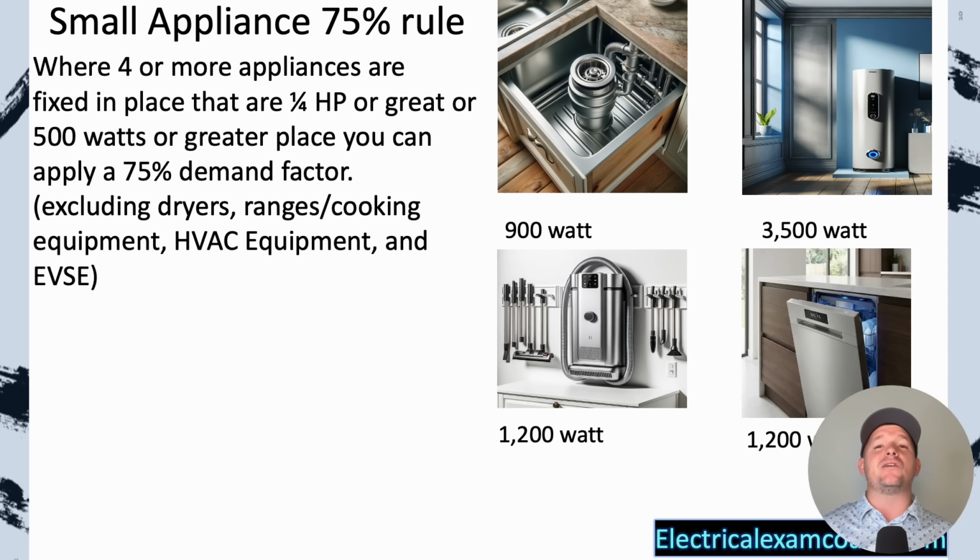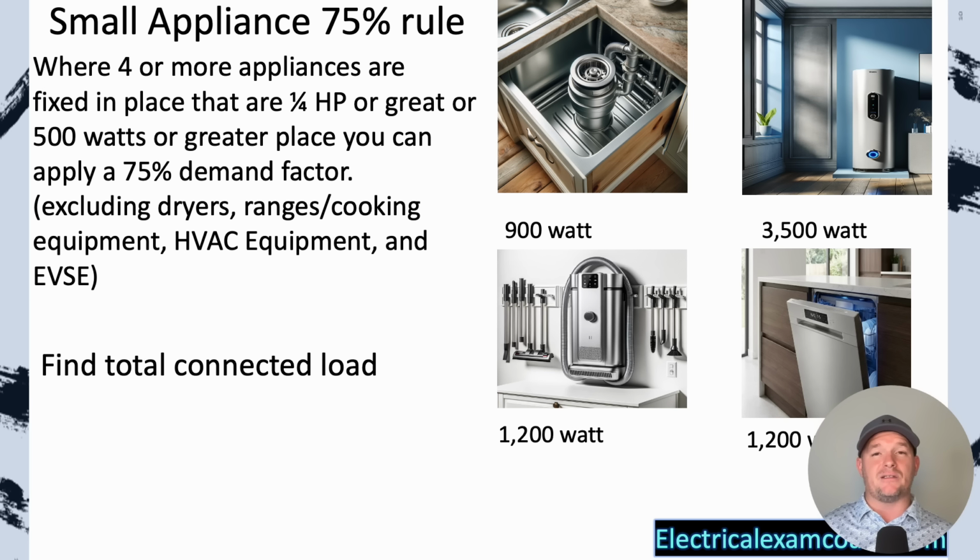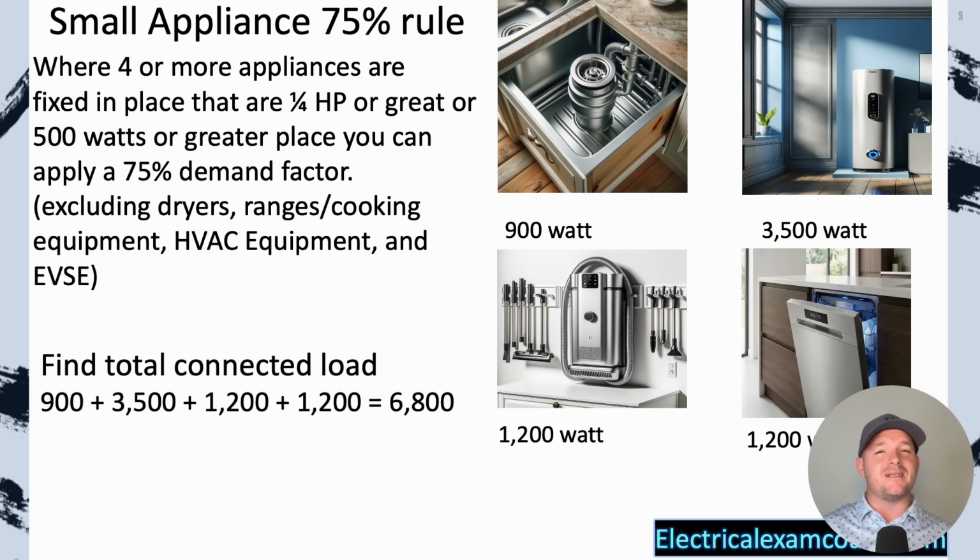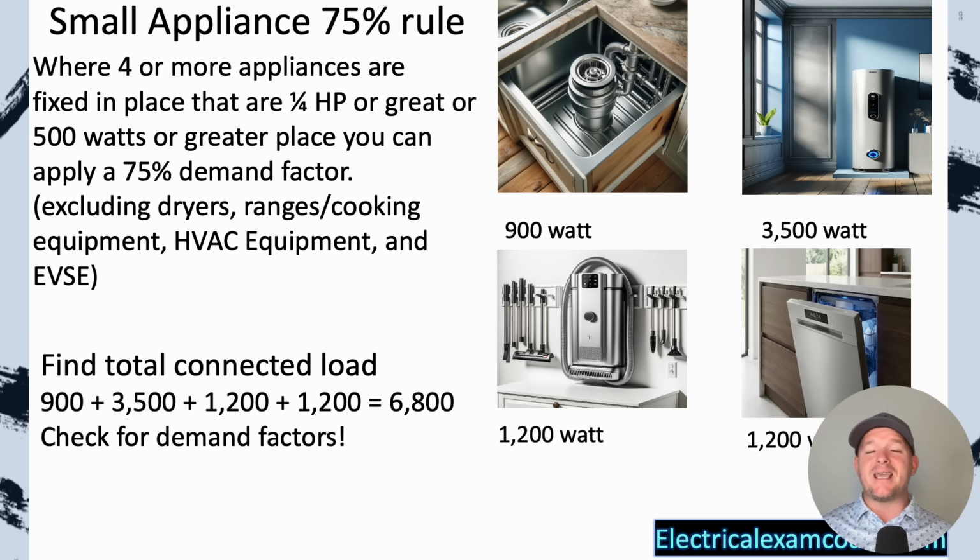Let's imagine that these are the wattages of these appliances. Step 1, we're going to find the total connected load. We total them all up, and this is our starting number. Now we check for demand factors. And in this case, we have 4 or more appliances, so we are allowed to apply the 75% rule. We take our original VAs, multiply it by 0.75, and that gives us our new reduced load of 5,100 VAs. They're assuming that we're not going to be using all 4 of these appliances at the same time, so they allow us to use this reduced load for our load calculation.